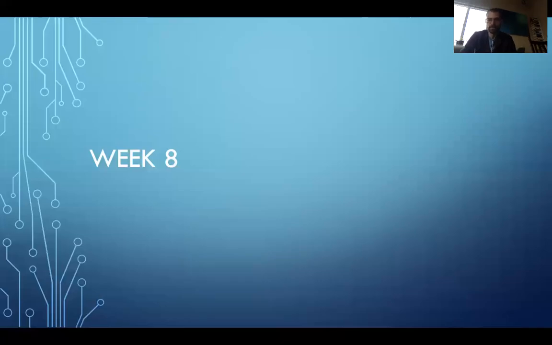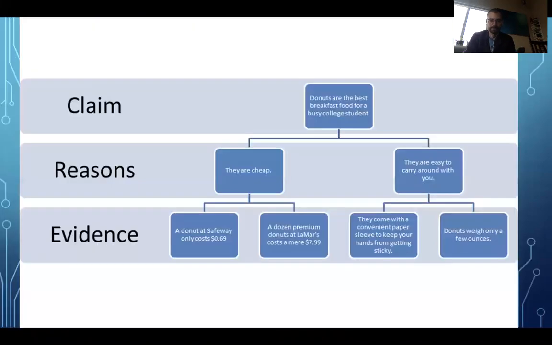Hey everyone. In this video, we're going to talk a little bit about argument structure with a focus on thesis. So I'm going to show this chart a few times. It's the tree chart. In this case, we have claim at the top there, but the tree would be thesis, reasons, and evidence. For the purposes of our class, thesis and claim are the same thing.